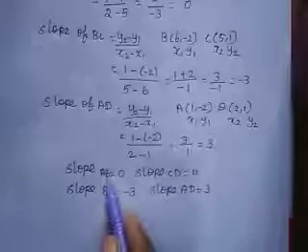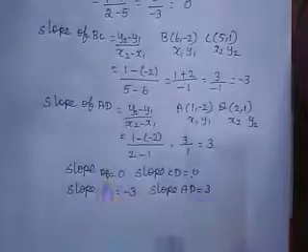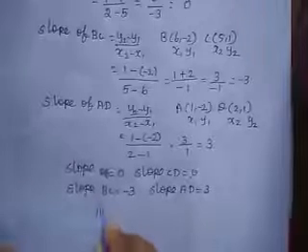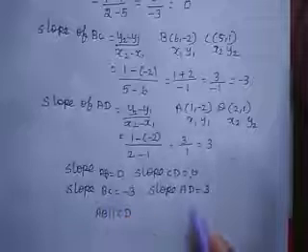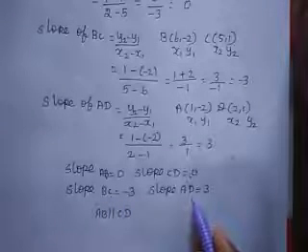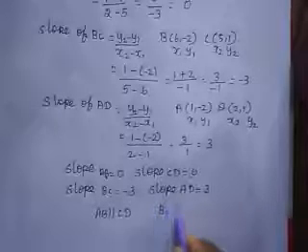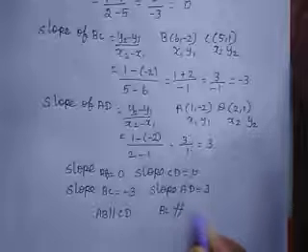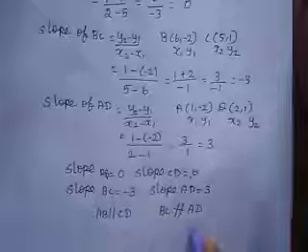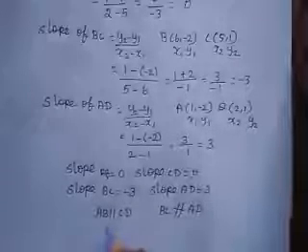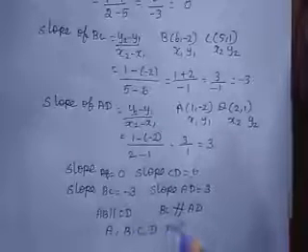Here, slope of AB and slope of CD are equal to 0. So both slopes are equal, so AB is parallel to CD. And slope of BC and slope of AD are not equal, so BC is not parallel to AD. So therefore, one pair of sides is parallel and the other is not parallel. So the points A, B, C, D make a trapezium.